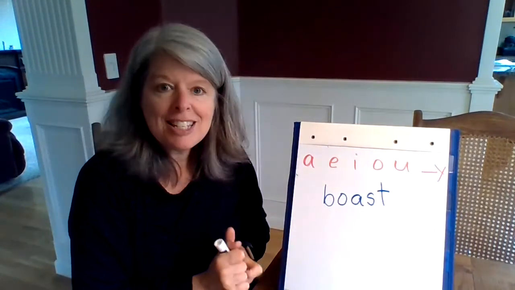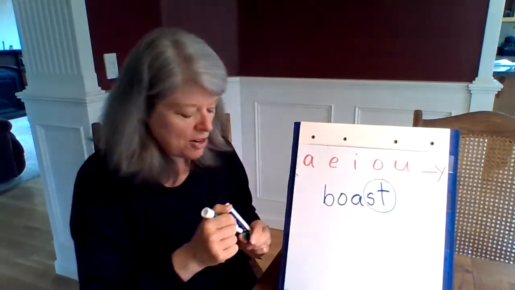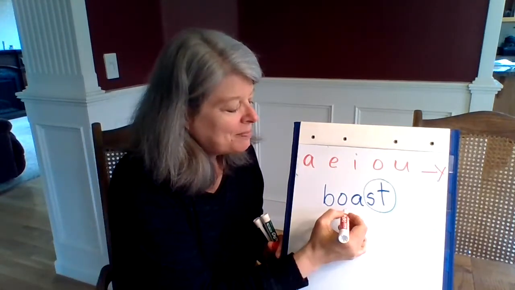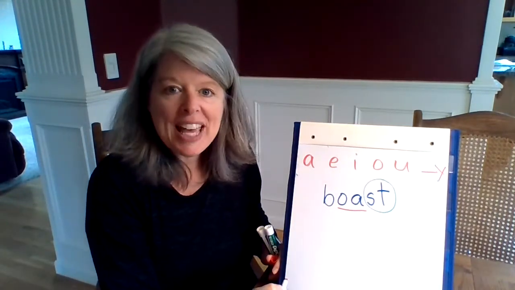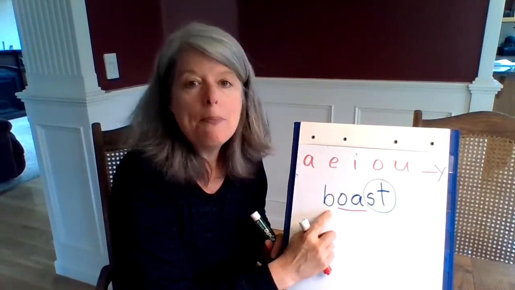B-O-A-S-T. What consonant cluster can we circle? S-T, two consonants together, and S-T says st. And the vowel, it's a vowel combination. OA says O, and our word is boast.